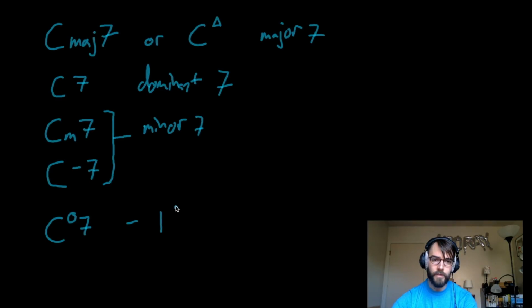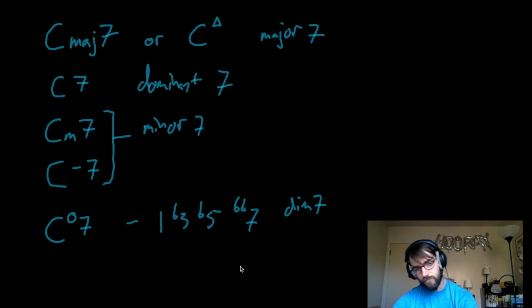So this is diminished 7. So this is a flat 3, a flat 5, and then we actually flat the 7 2 times. That gives us a diminished 7. Sometimes you'll see dim 7. I find that this is much more common than to see it written out like that. All right, so that covers basically your seventh chords, just about.